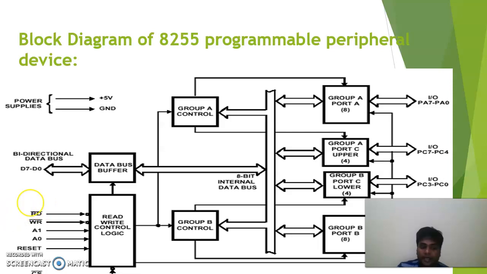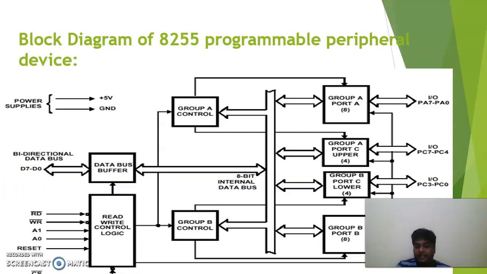The first one is RD complement, next one is WR complement, A1, A0, reset, chip complement, chip select complement. Okay, so read, write and chip select complement are your active low signals. When the input is 0, then this particular line is enabled. So when RD complement is equal to 0, that means read signal is enabled. When WR complement is 0, that means write signal is enabled.